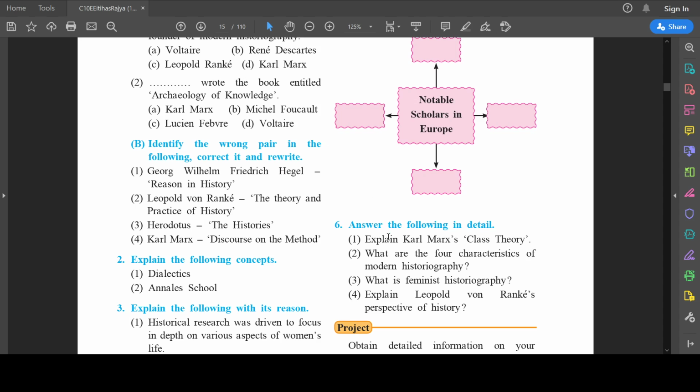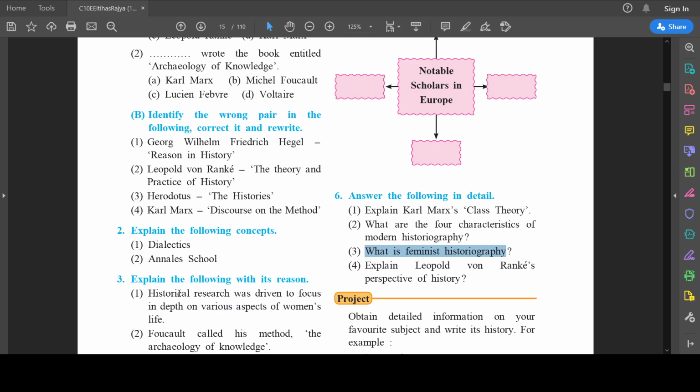Question number 6.3. What is feminist historiography? Now this answer is same as answer number 3.1. Can you see 3.1 here, children? Historical research was driven to focus in depth on various aspects of women's life. Same answer. Answer 3.1 and answer 6.3, feminist historiography. Both the answers are the same. If you want, we'll just have a look at it once again.